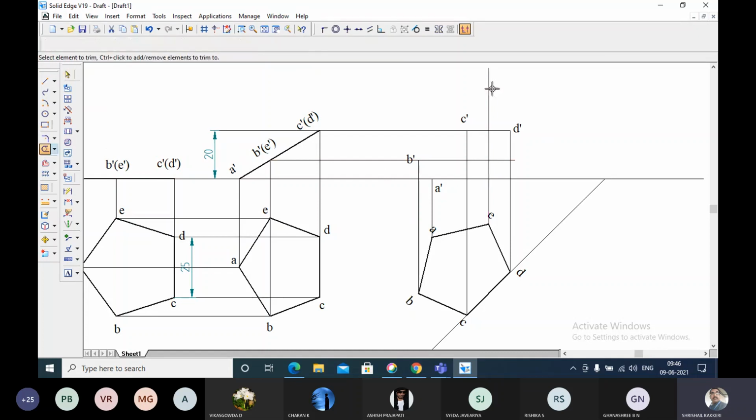So definitely this is E, and let me name it as E dash. Now all these points I am going to join using the visible line, from A to B, B to C, C to D, D to E, E to A. So this is the final one.